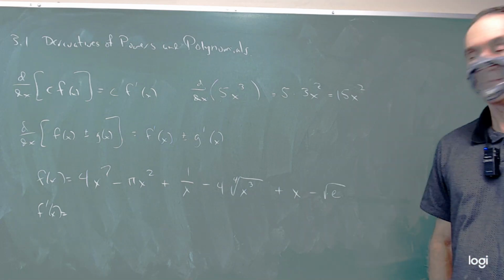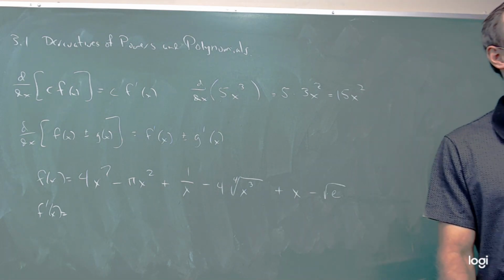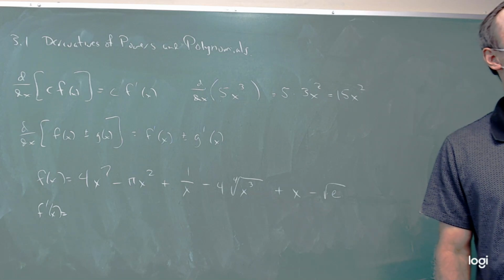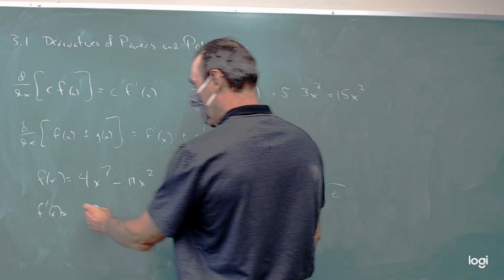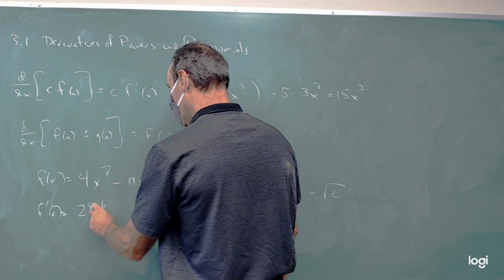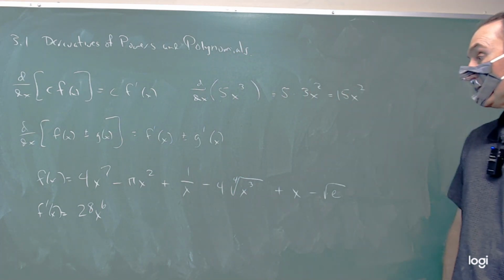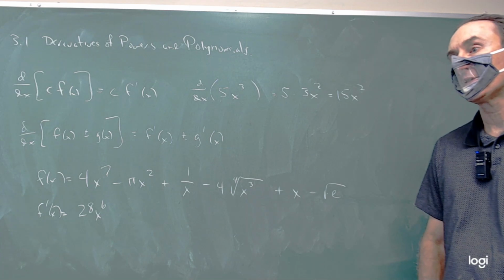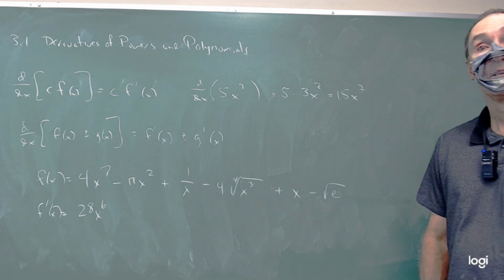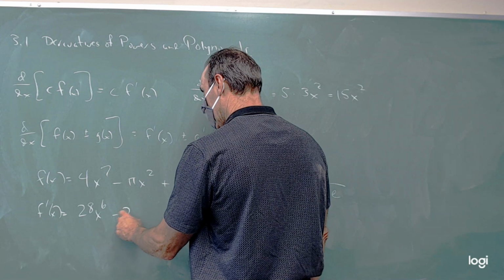Okay, you ready? Derivative of 4x to the 7th is 28x to the 6th. Good. Is that making sense? Okay, derivative of minus pi x squared is minus 2 pi x.